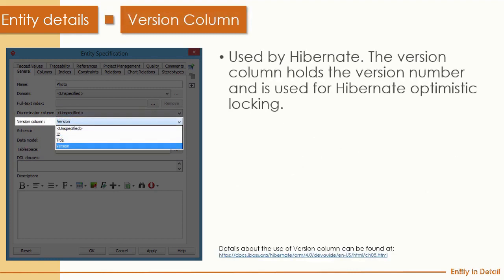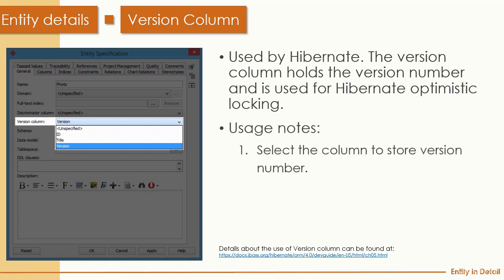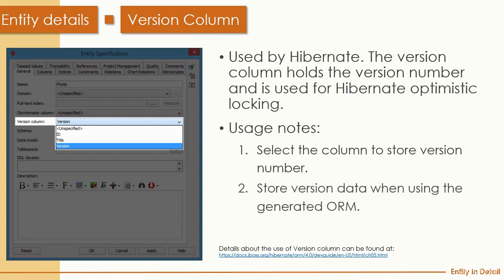Version column. The version column is also used exclusively for Hibernate. It is used to hold the version number. It is a number value for Hibernate to do the locking. If you load it up in different threads and you write it, to avoid overwriting each other, it is used for the locking. And the usage is simple. You just select the column to store the version number and then store the version data when you generate the ORM. And again, Hibernate will help you to do this.